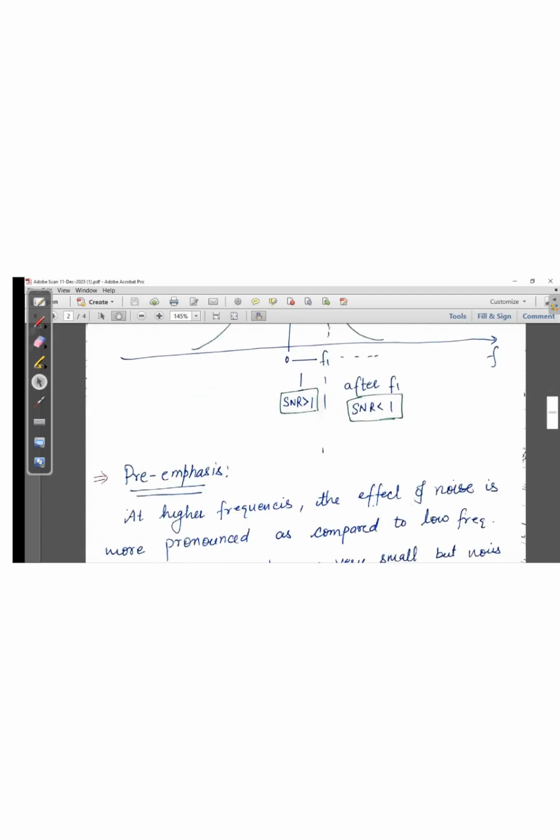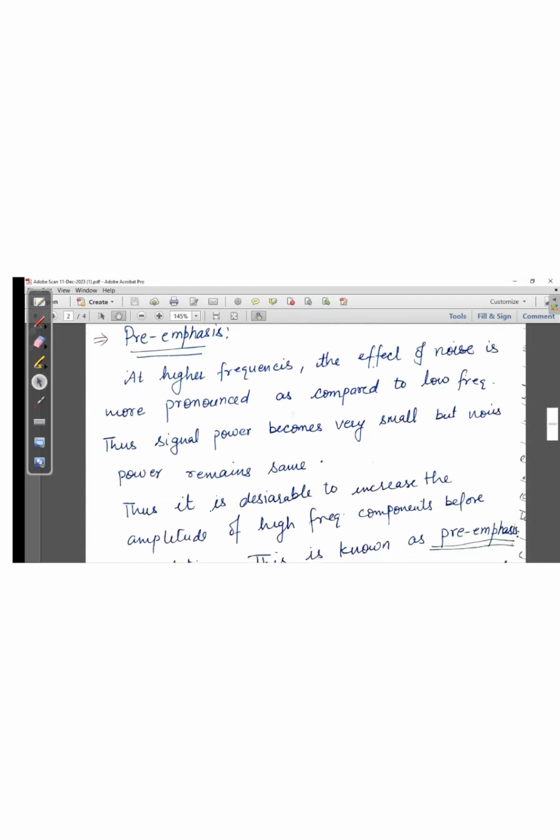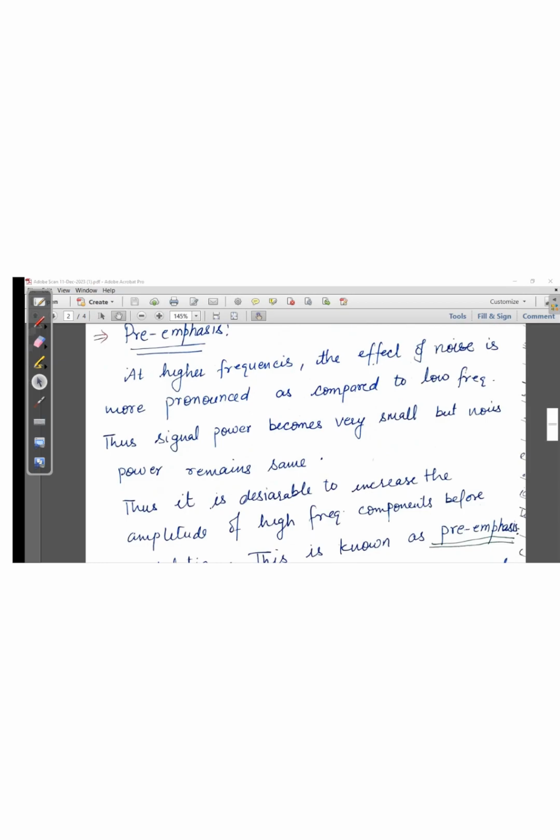So what is pre-emphasis? At higher frequencies, the effect of noise is more pronounced as compared to low frequencies. We have seen this in the diagram above. Thus, the signal power becomes very small, but the noise power remains the same. Thus, it is desirable to increase the amplitude of high frequency components before they are transmitted.